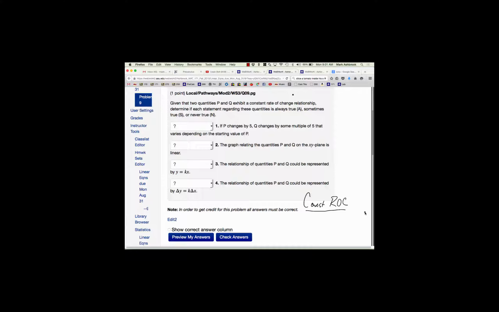Change in y over change in x equals k. Right. The corresponding changes in the two quantities maintain a constant ratio. What else do we know for sure? These are the things that you memorize, you know, like the back of your hand, right? The three principles. Yes, sir? Good. Change in y is a constant multiple of the change in x.